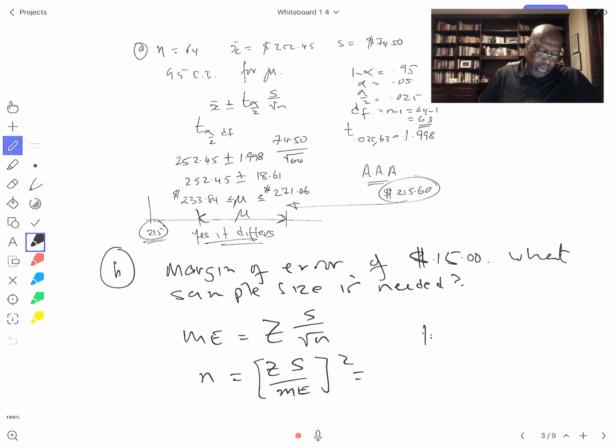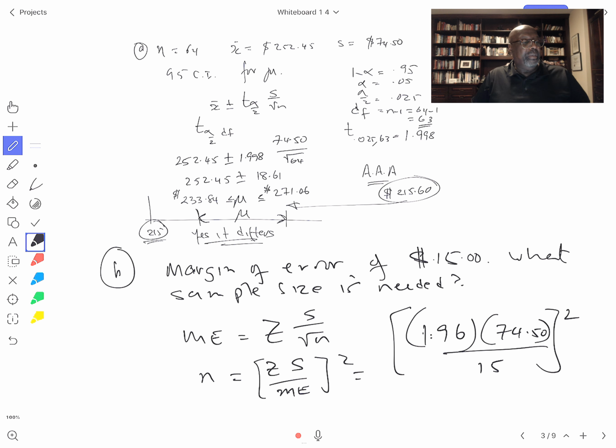So it's not a whole lot different from the 1.998 that we use. So it'll be 1.96 times 7450 as our standard deviation over the margin of error of 15. And if we square that all together, we should get the following answer. 1.96 times 7450 divided by 15, and then if we square it, we have approximately 95 families.